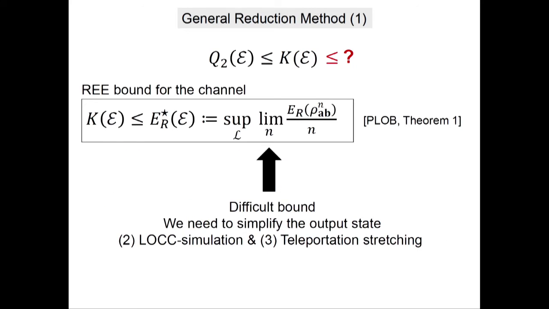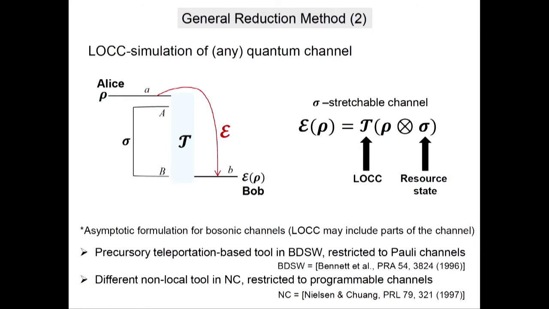So, okay, we have our upper bound, but as you can see, this is too difficult to compute due to the optimization over LOCC, which contains feedback, and also due to the asymptotic limit. So we need a strategy to simplify this output state, which means simplifying the adaptive protocol. This simplification is brought about first by the LOCC simulation of the quantum channel. Any quantum channel can be simulated in this way.